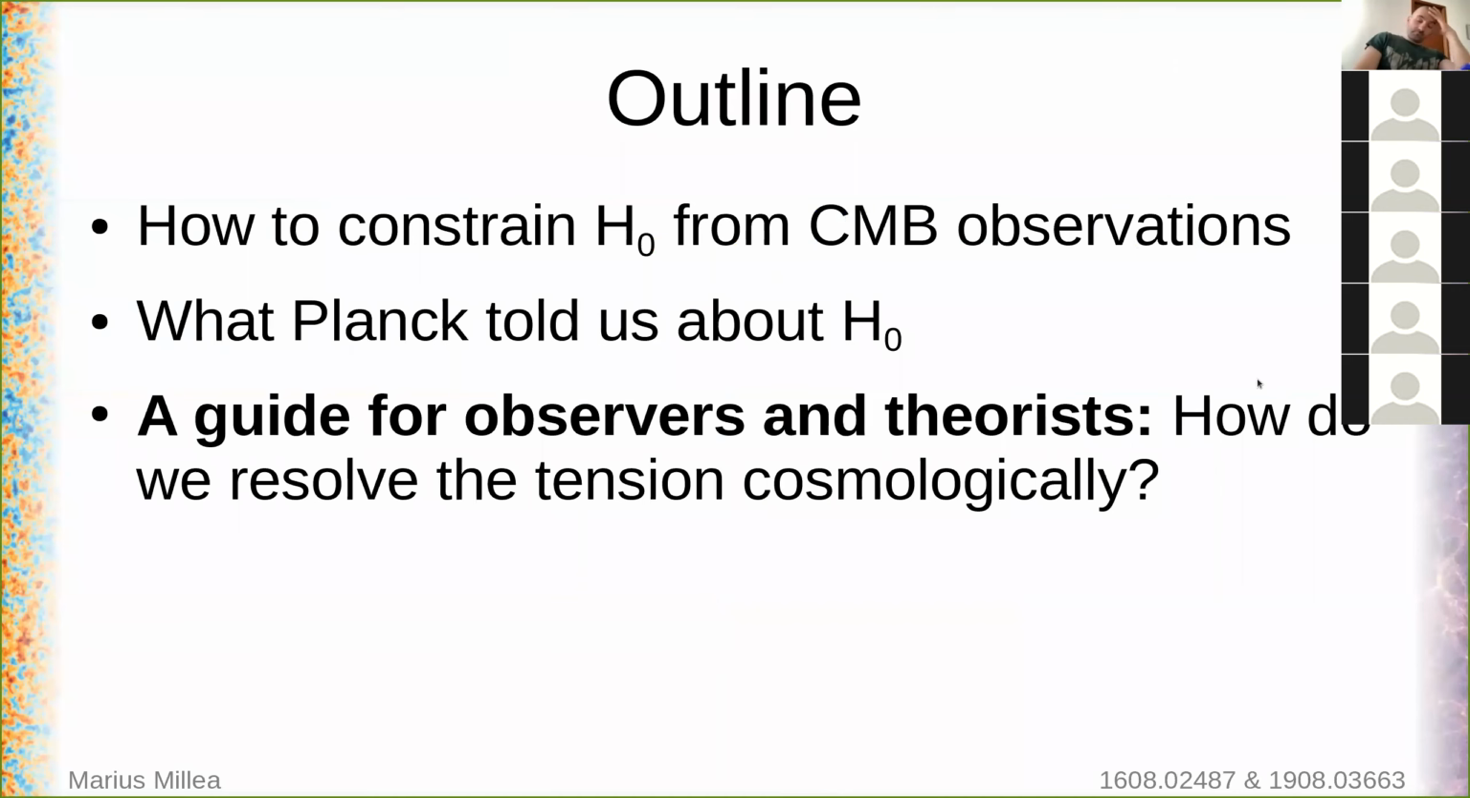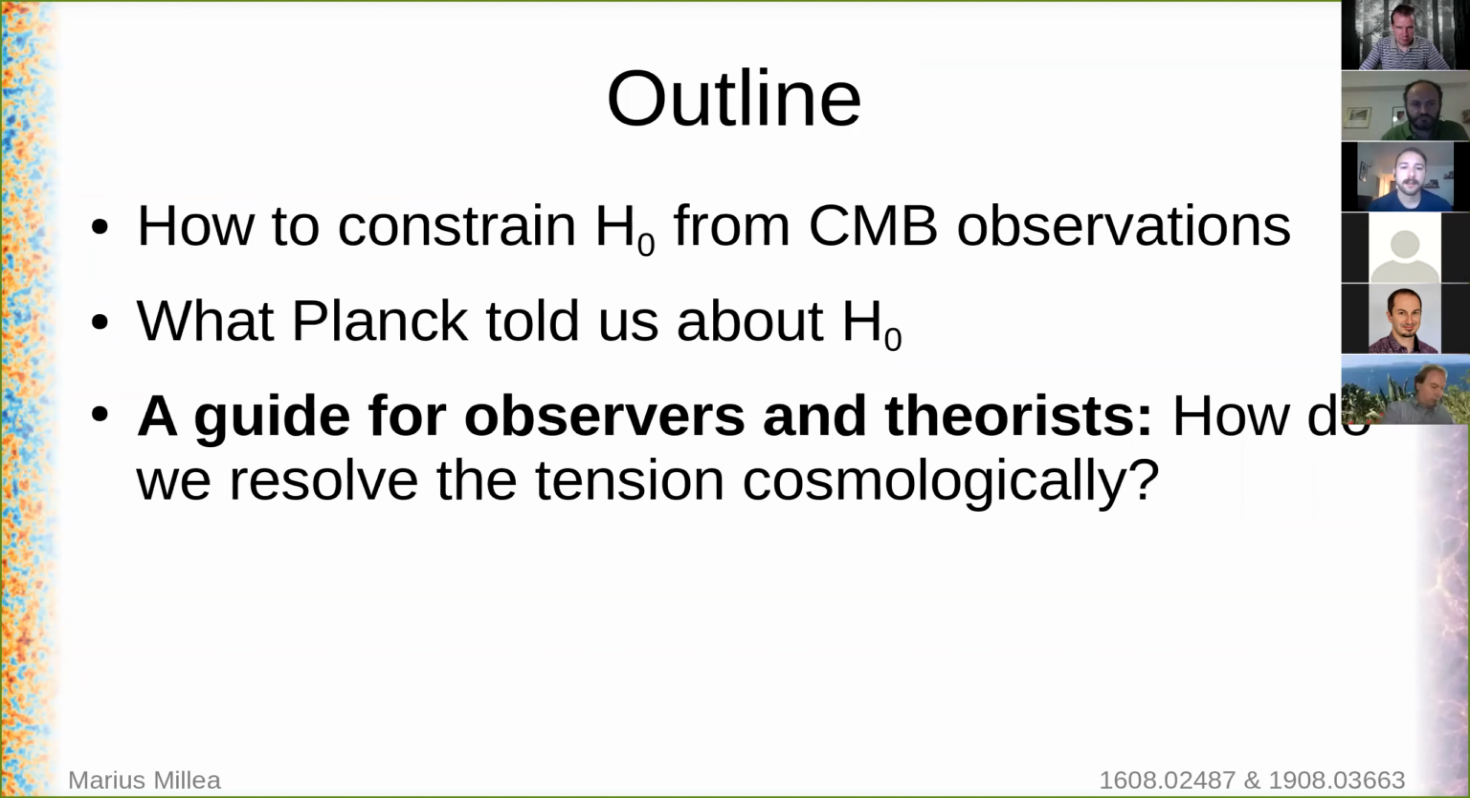So the outline of the talk is basically I want to tell you a little bit about how you constrain H0 from CMB observations. Most of my background is in the CMB, so this will be somewhat biased towards telling you things about the CMB. Then I want to tell you about some things about the Planck observations and how those led to the values of H0 that we recovered. And the end part of the talk is meant as a guide for observers and theorists, a Hubble Hunter's Guide, thinking about how you actually resolve this tension cosmologically.